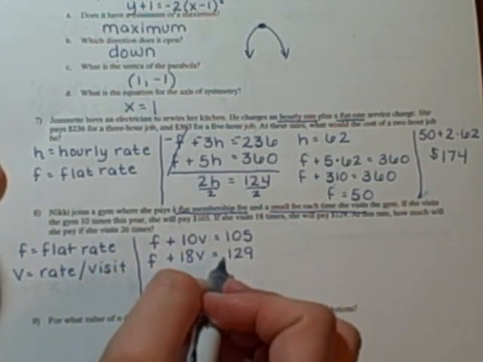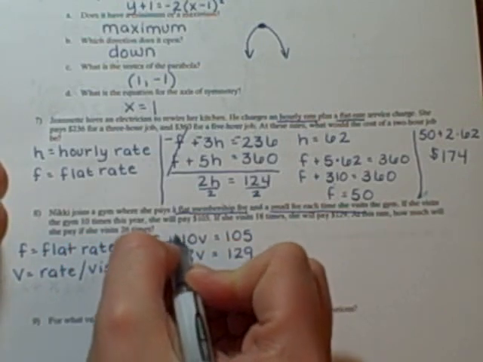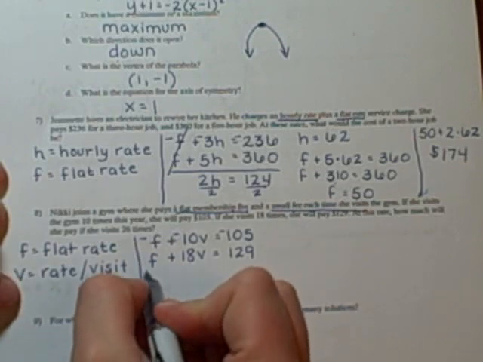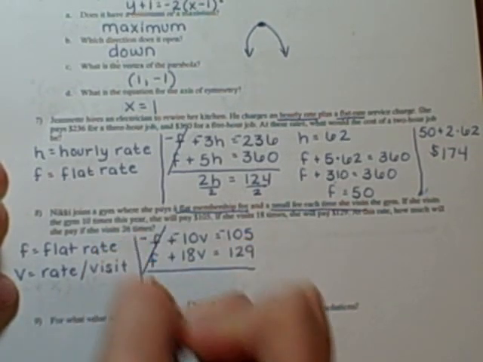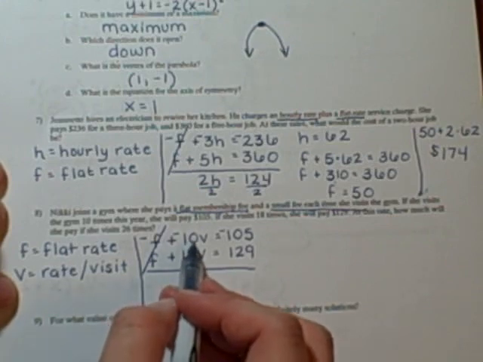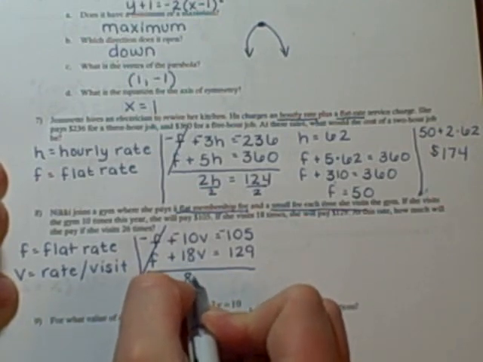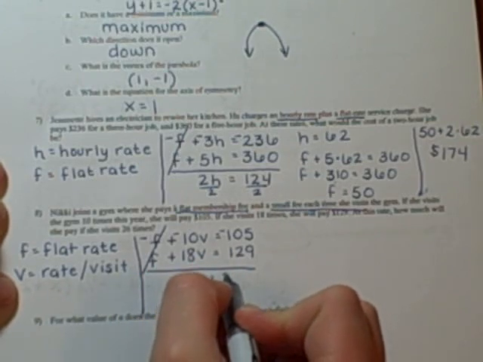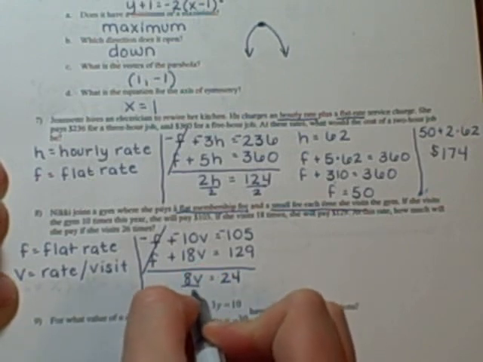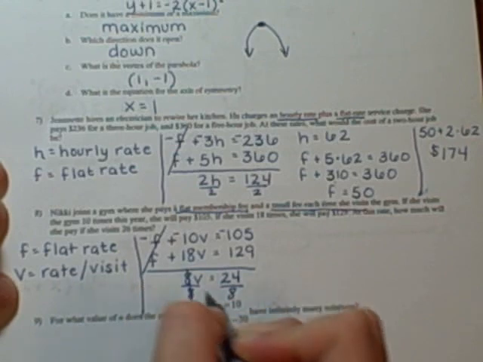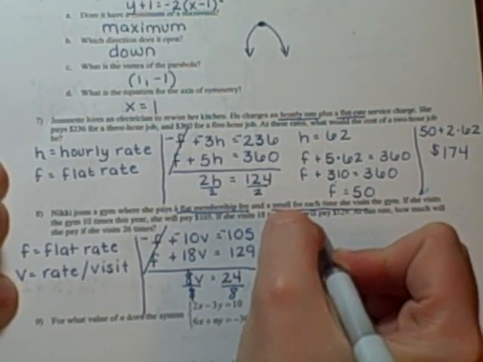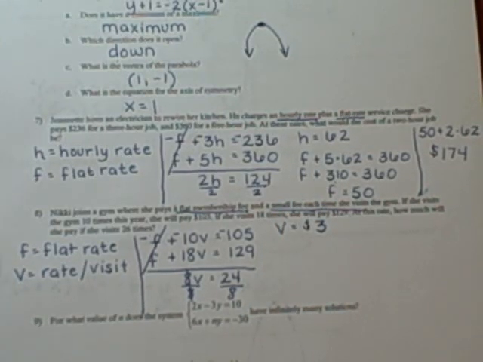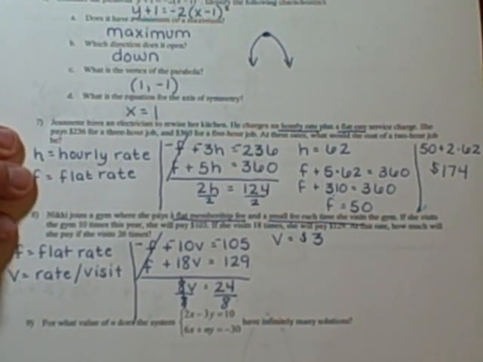So I'm going to pick one of these to make everything negative. I'll just pick the top one again. And again, I did that so I could get my F values to cancel out here. So F and F cancel out. Negative 10V plus 18V is 8V. And negative 105 plus 129 is 24. Divide each side by 8. And we end up that each visit is going to cost her $3. Okay, so there we solved for V.